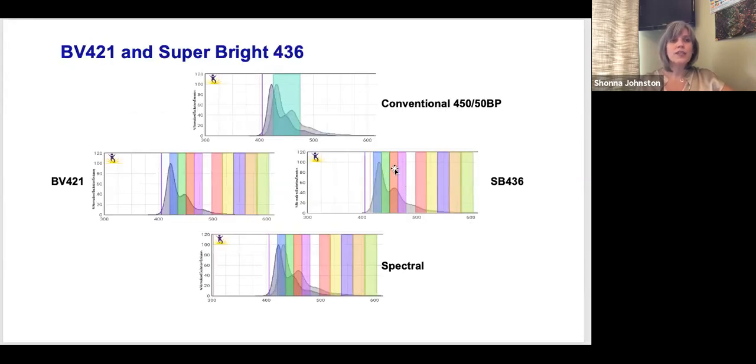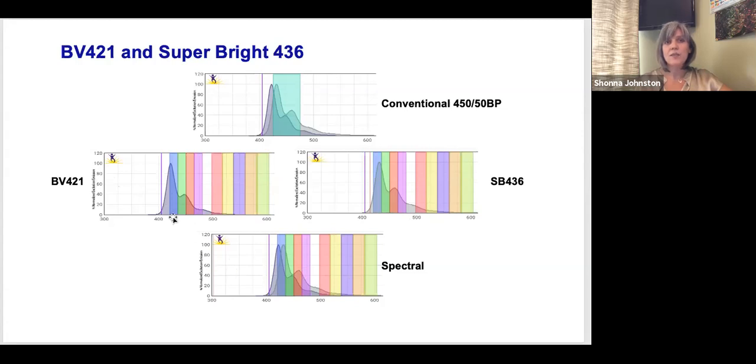So what does that mean? If we have a look at that again, I think it's quite nice to be able to look at it in a spectrum viewer. I think that makes sense to people. If you were using a conventional system and you had just a 450/50 bandpass filter in place, you wouldn't be able to discriminate between those two fluorochromes at all. However, if you start looking spectrally at them, you can see the difference that you're going to be getting here.